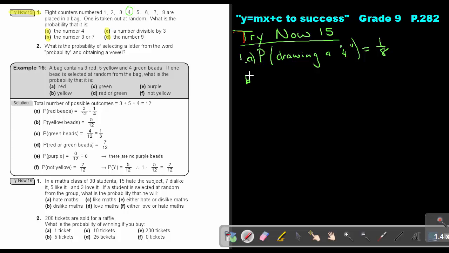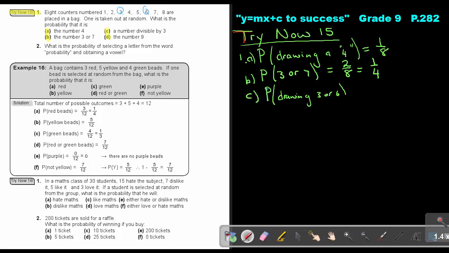Okay, number B, the number 3 or 7. Now look, 1, 2. So the probability of 3 or 7 will be 2 out of 8, and I can simplify it to a quarter. Number C, a number divisible by 3. Now, if I look here, divisible by 3, so that will be 3, and it will be 6. So the probability, let's just write it down. Drawing 3 or 6 will also be 2 out of 8, and that will simplify also to a quarter.